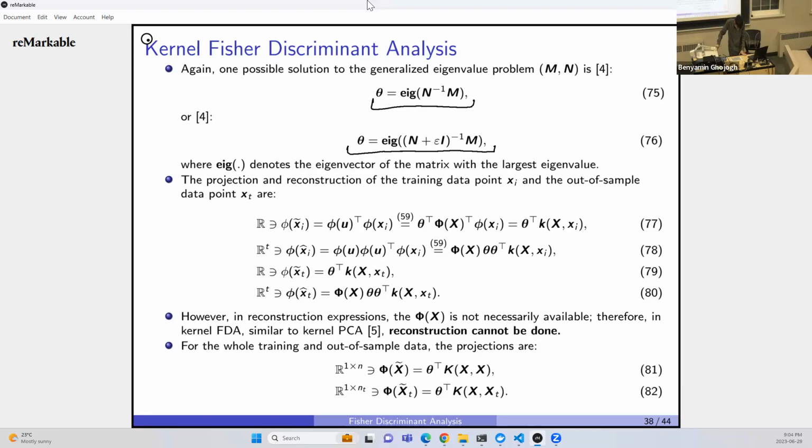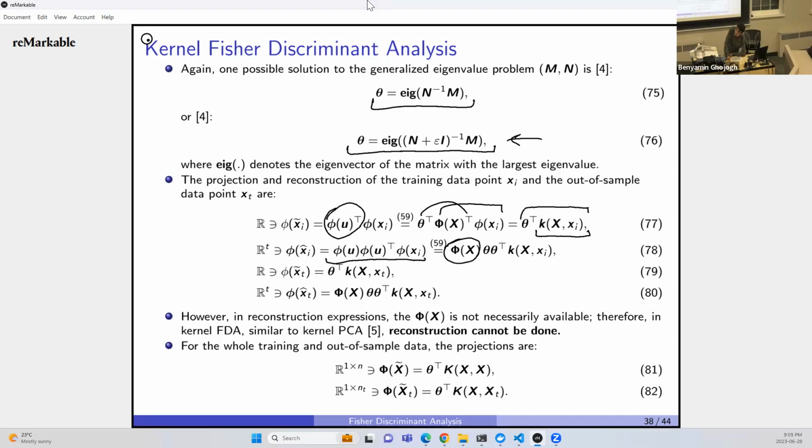So how? Phi of u transpose, according to the representation theory, was theta transpose phi of x. So the projection becomes theta transpose times the kernel of x and x_i, and we found theta also here. Likewise, for the projection of out-of-sample data, I can write it in this way as we had before. However, I have this phi of x here. This phi of x is a pain in the neck. Therefore, we can't reconstruct in kernel FDA.